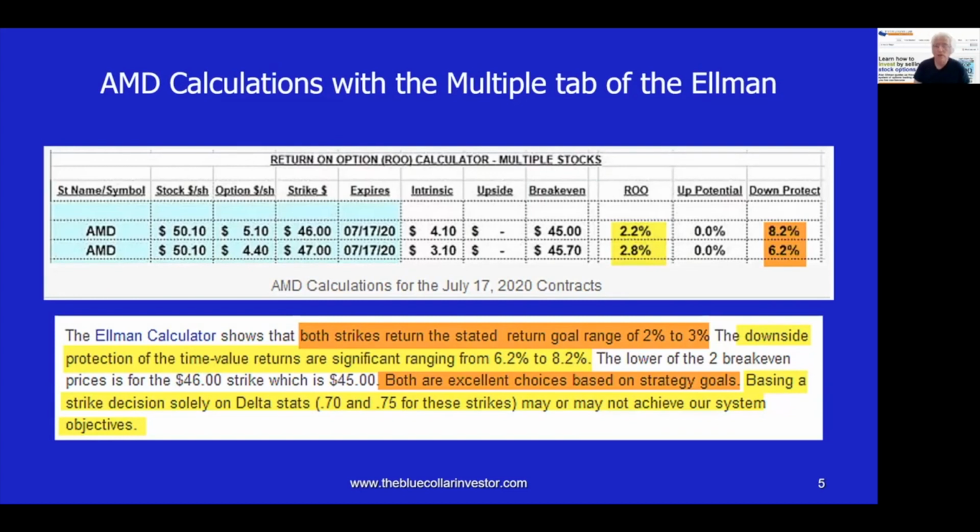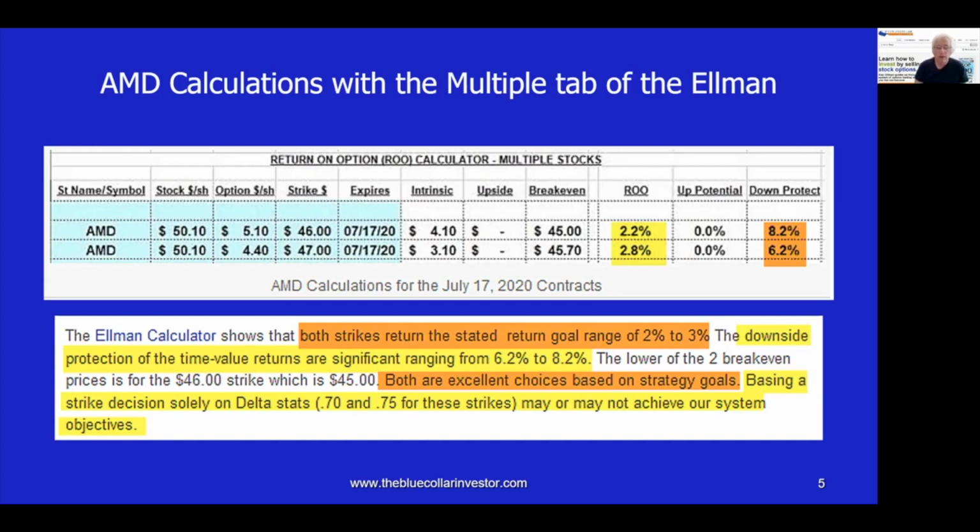Now, if we took this information and we put it into the multiple tab of one of our BCI calculators, into the blue cells on the left, for those of you watching this podcast, you could see a screenshot of that. For those of you just listening, on the left side of the spreadsheet, the cells are blue. That's where we fill in the information we glean from the option chains. Price of AMD, 50.10. Option premiums, 5.10 for the 46 call, 4.40 for the 47 call. They both expire 19 days later on July 17th.